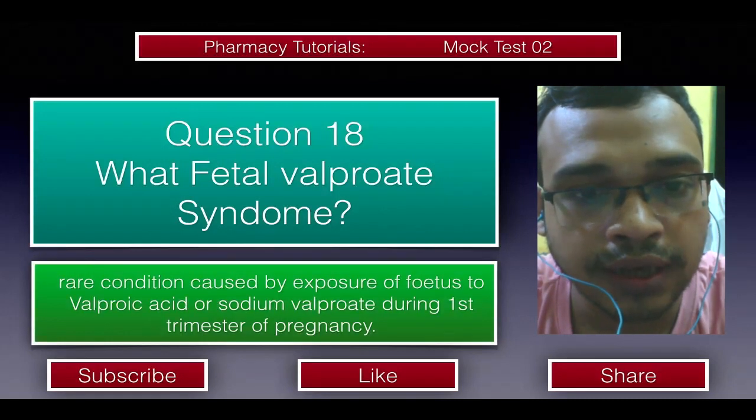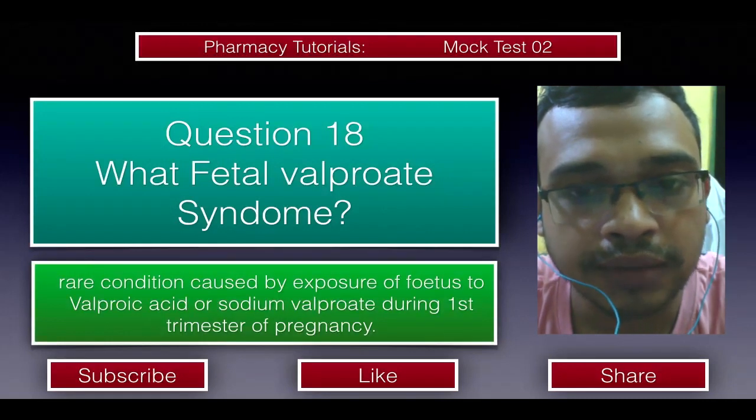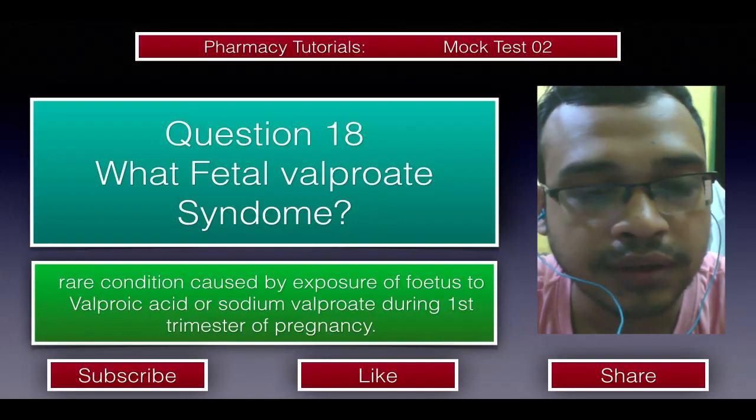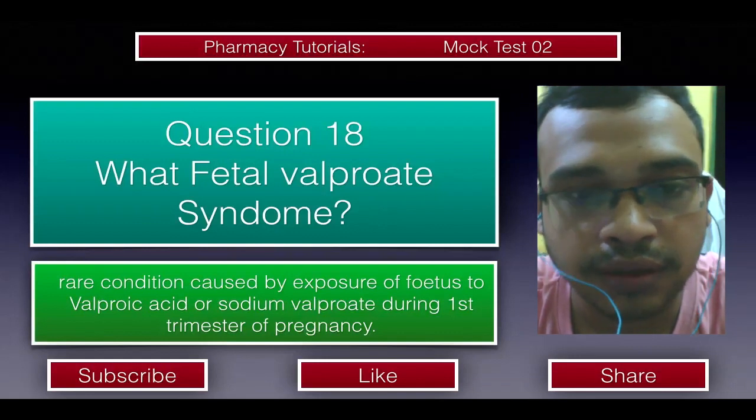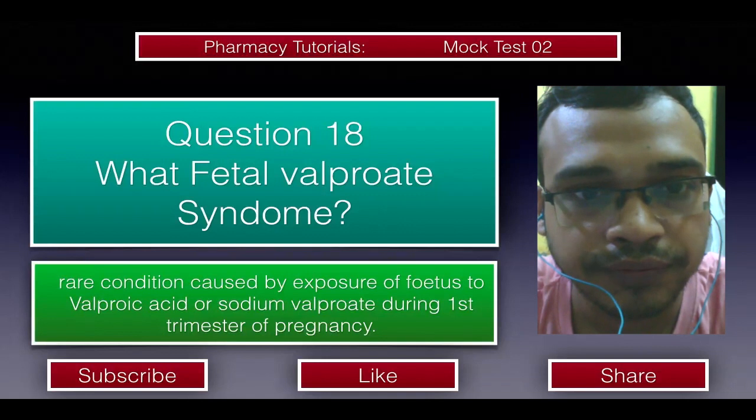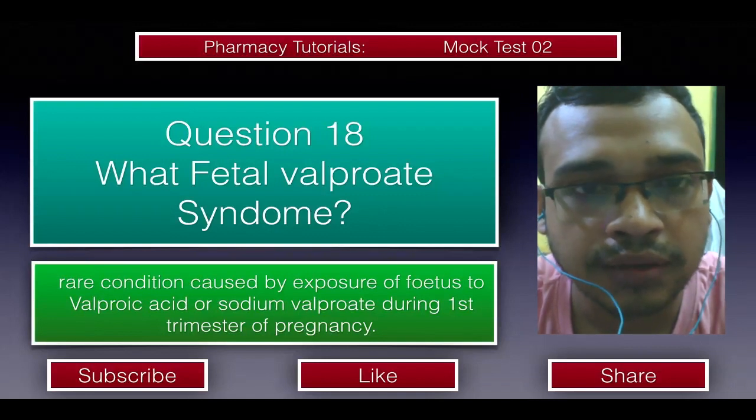Fetal valproate syndrome is a very rare condition caused by exposure of the fetus to valproic acid or sodium valproate during the first trimester of pregnancy. We know sodium valproate is the drug used for the treatment of epilepsy or epileptic seizures. Although this is a rare condition, it does happen. So, fetal valproate syndrome. Let's go to the next questions.